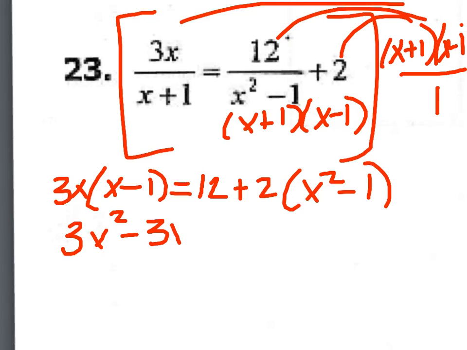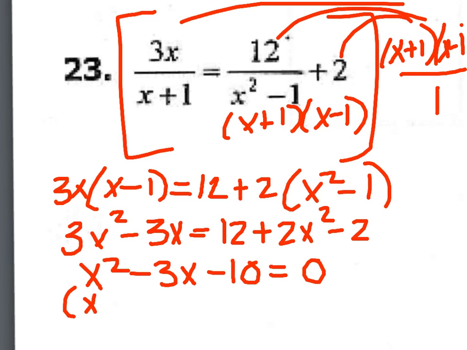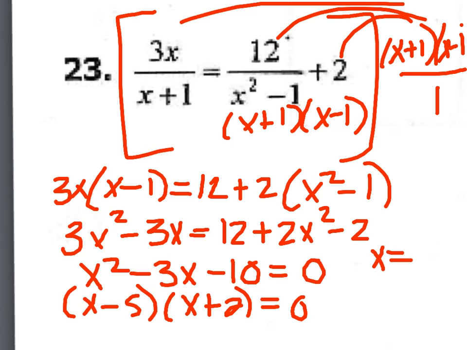I'm getting everything on the same side, so I have x squared minus 3x minus 10 equals 0. So I'm going to do x minus 5, x plus 2. When I set those both equal to 0, I get x equals 5 and x equals negative 2. I need to double check, do they make my denominator 0? Neither of them do, so they are both solutions to that problem.